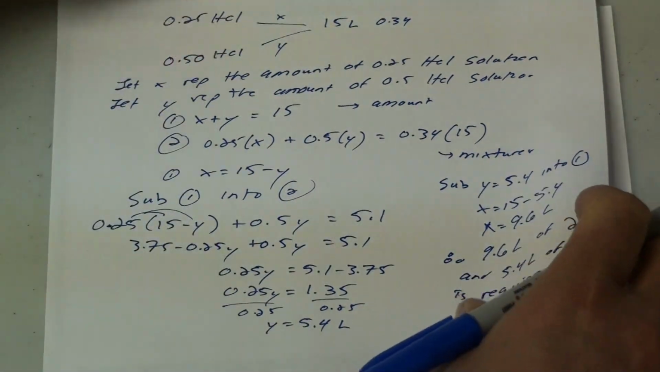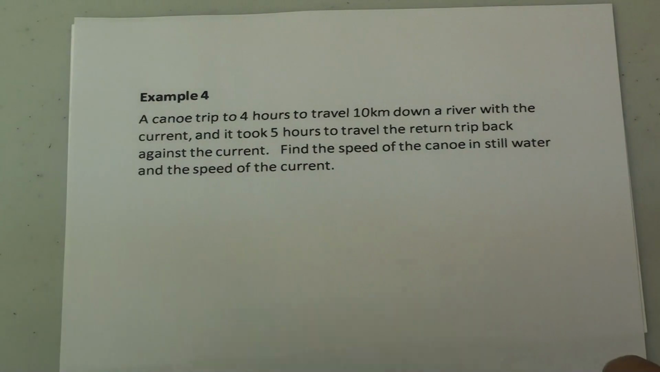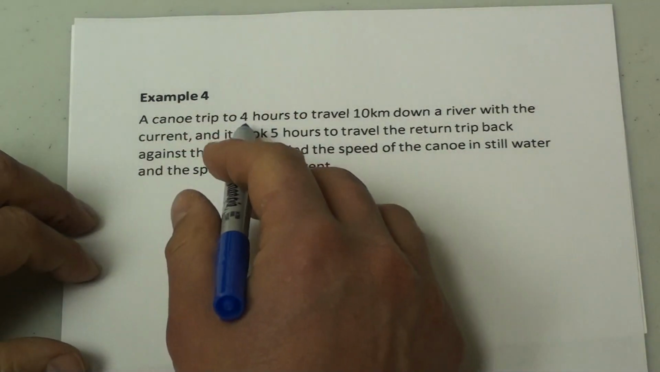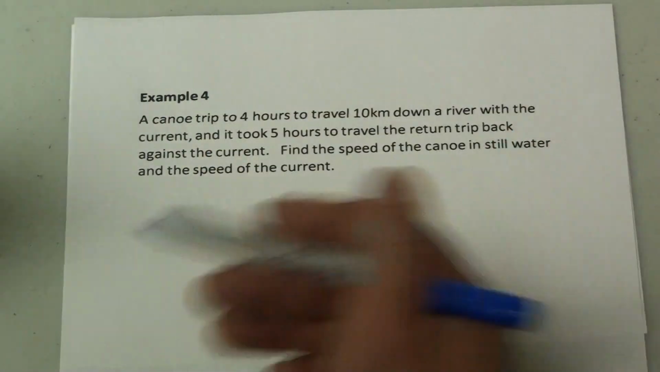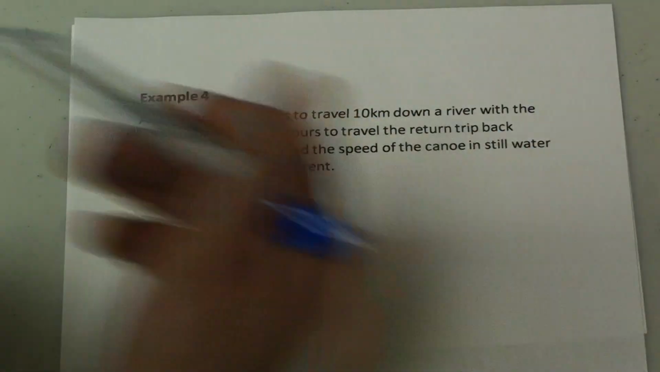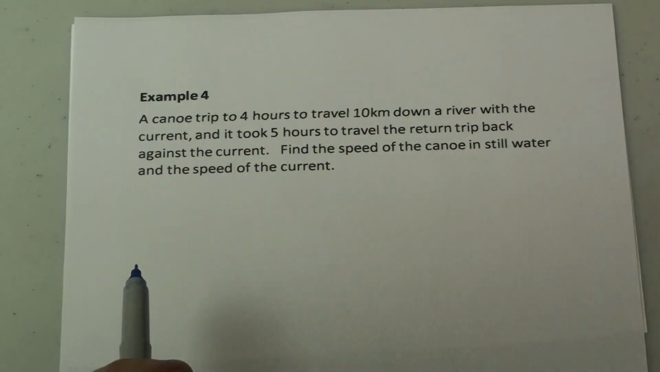Okay. The next example, same thing. I'm going to set up a couple of equations, and I'm going to use substitution to solve them. Canoe trip took 4 hours to travel 10 kilometers downriver. With the current, it took 5 hours to travel back against the current. So you're going one way with the current, the other way back against the current. Find the speed of the canoe in still water and the speed of the current.